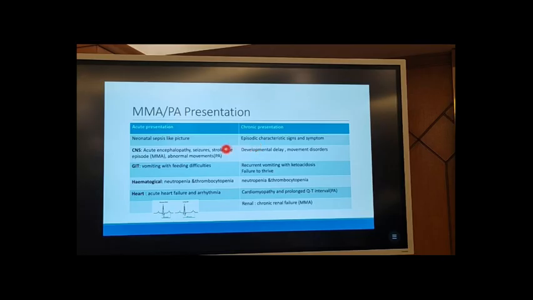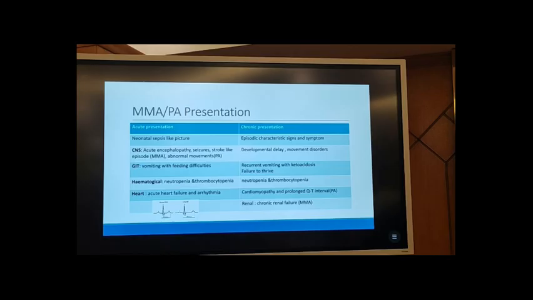Concerning the CNS, they can present, of course, with an acute encephalopathy, seizure, or an abnormal movement if we have stroke in the basal ganglia. Or they can present simply by developmental delay and movement disorder. So any patient coming to you with movement disorder, whether it is a choreoathetosis or a dystonia, and associated with global developmental delay, we should consider the possibility of an organic acidemia.